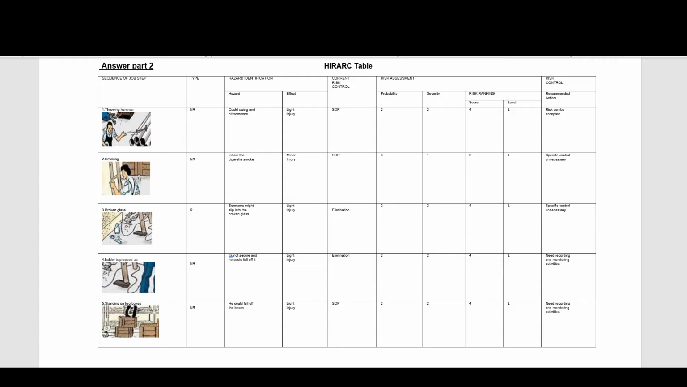So the next is the standing on two boxes situation. It is a non-routine activity, and the hazard is he could fall off the box, and the effect is he can get a light injury. The current risk control is the standard operating procedure, and next is probability. Probability is 2 and the severity is 2. So the score is 2 times 2 is 4, and the level is L. And the recommended action for risk control is need recording and monitoring the activities.